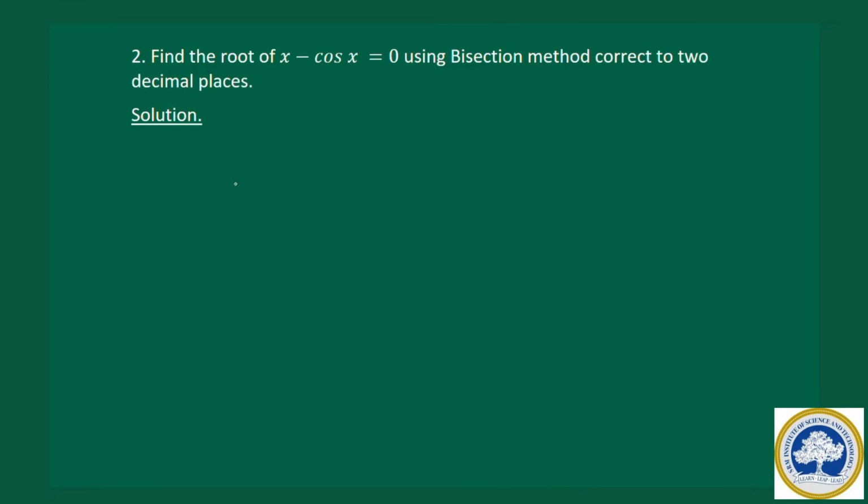Now let us see the second question. Find the root of x minus cos x equal to 0 using the bisection method correct to 2 decimal places. As usual, we consider f of x as x minus cos x. Since we have a trigonometric function, we have to keep the calculator in radian mode. This is very important.